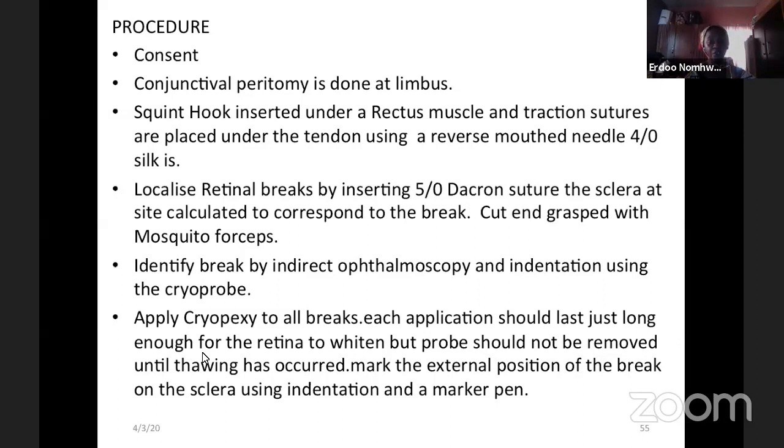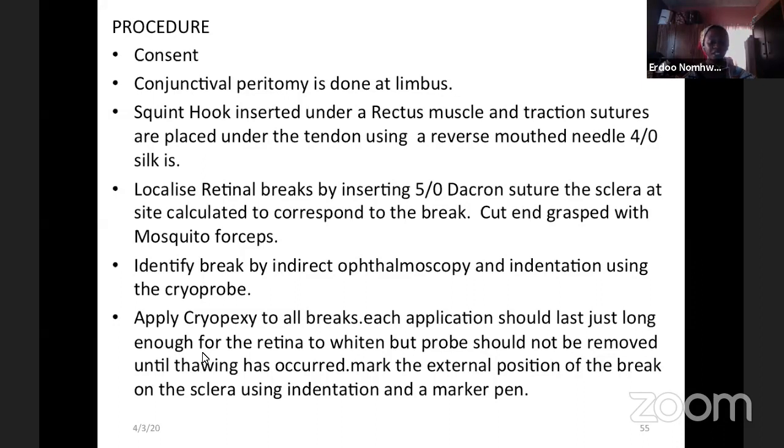After localizing, you mark the retinal breaks by inserting a 5 Dacron suture at the sclera. Inserting this suture is actually just to be sure that you're where the break is. Some people say you can use a marker to just mark where the point is. Then you now cut the end of that suture, you cut the end grasped with a mosquito forceps. Then again, you've localized your break.